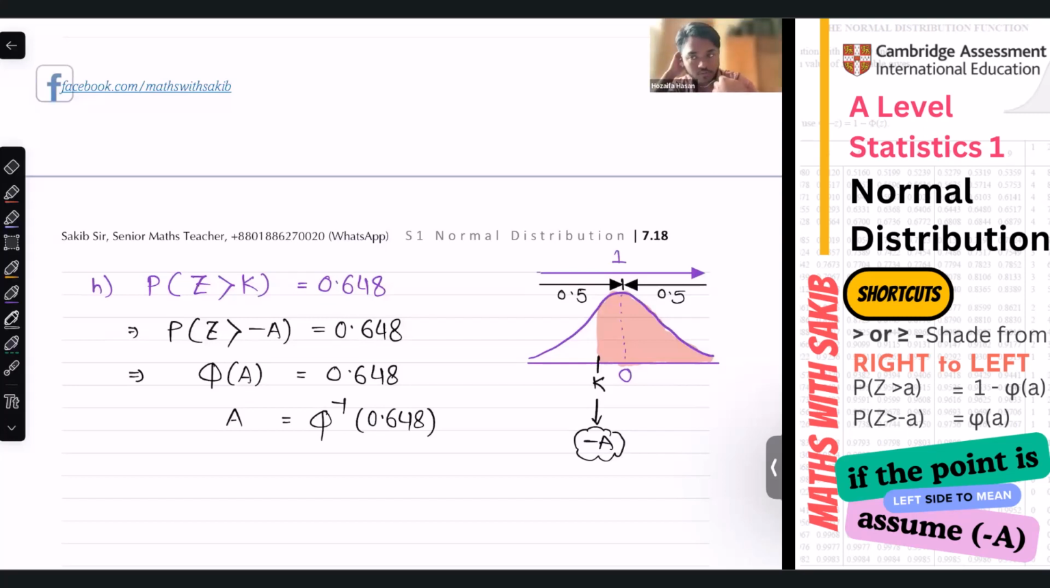Sir, why are we taking minus A? Okay, because the value of K is positive. The value of K is here, the value of K is positive, but we know that it is on the left side of the mean. Clear? We know the parameter value, the x-axis value will be negative here. So to make our calculation easier, we consider this value as minus A, because we know that will be minus. Clear? Okay.